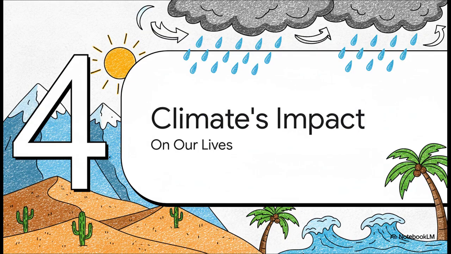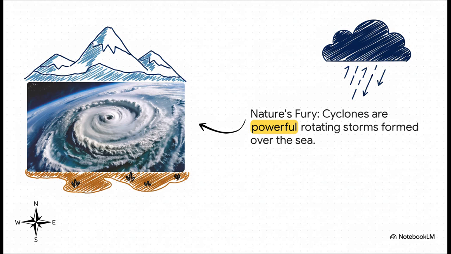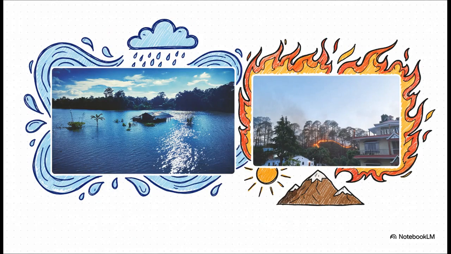Okay, so we know what climate is and what causes it, but so what? How does it actually affect us in our daily lives? Well, this part is all about that, and it includes some serious topics, like natural disasters. Sometimes our weather can become very dangerous. You've all seen cyclones on the news, right? They are these huge, swirling storms that form over the sea, and they can cause a lot of damage when they reach our coasts. And it's not just cyclones.